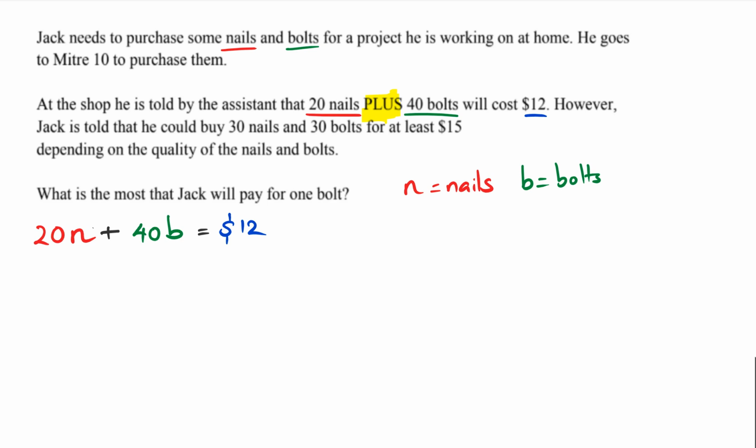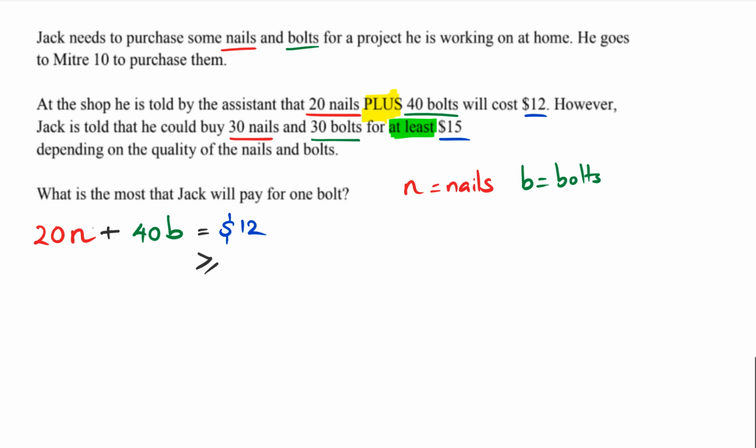And then you've got the second equation, where you've got 30 nails and 30 bolts, and it's going to cost at least $15. I think the key right now is this word "at least." As I mentioned in the tutorial yesterday, by the way, I do run live tutorials, so keep an eye out for them. If you see at least, at most, more than, less than, you're most likely working with inequalities. So in this case, because it's at least, this is the symbol we're looking at.